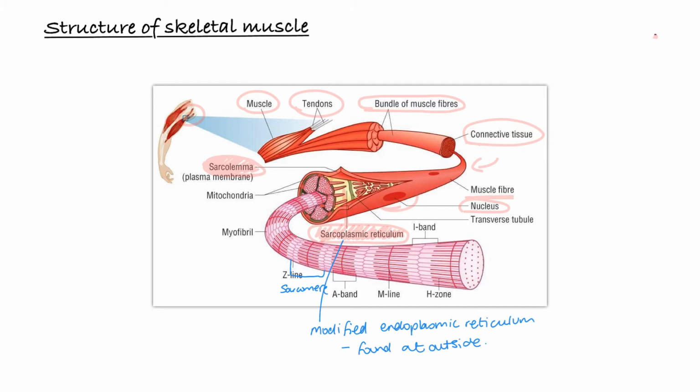And then can you see between the sarcoplasmic reticulums at the edges, we've got these tubes called transverse tubules. These are going to be really important. You'll learn about these later when you learn about how nerve cells or how motor neurons interact with muscle cells and get them to contract. So the transverse tubules are involved in that process.